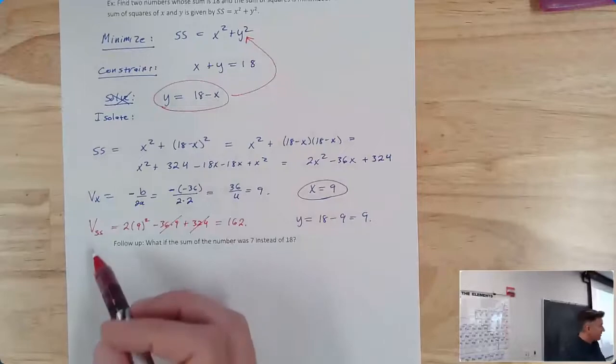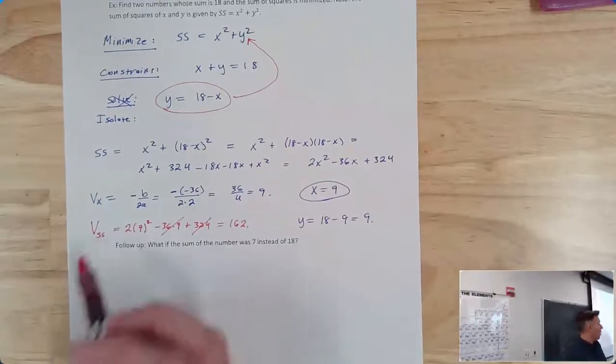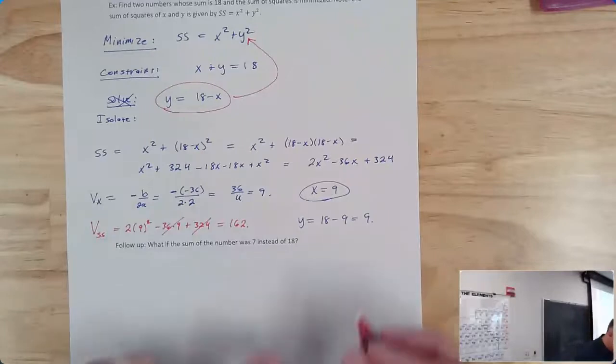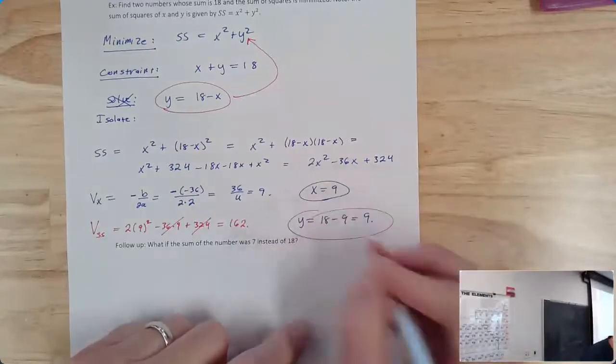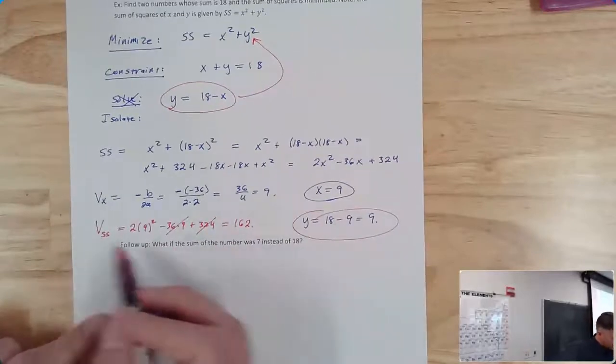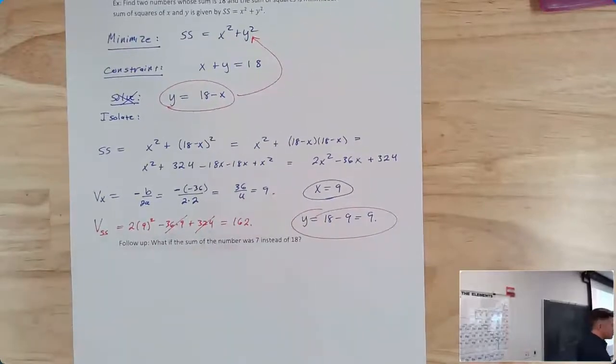But that's not what they're asking for, right? We don't want to find Vy, because that's not the second thing they're asking us for. We want X equals 9 and Y equals 9. Those are the two things we were actually looking for. So even though this is good to know, we don't actually need it.